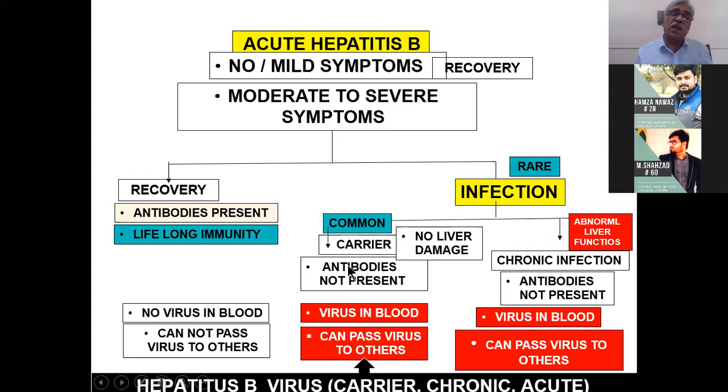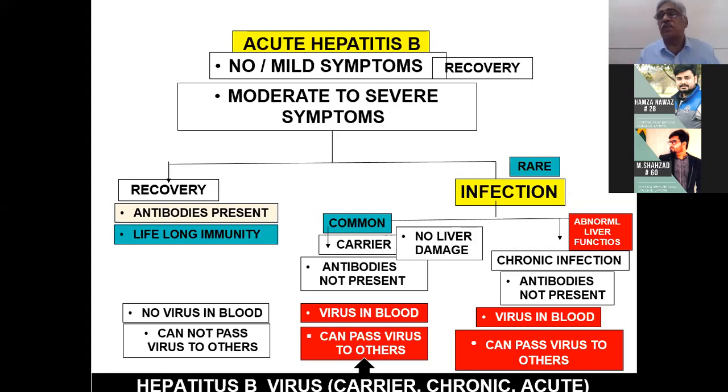Antibodies are present, and antigen is also present. This patient cannot donate blood as the virus is there. So if a patient has hepatitis B surface antigen present and antibodies present, he is not fit for transfusion, but he is a carrier. He is carrying the virus, and he is carrying the antibodies also. He does not have any liver damage. LFTs are not disturbed. If LFTs are not disturbed and the patient has hepatitis B surface antigen positive and antibodies also present, you can say that person is a carrier.